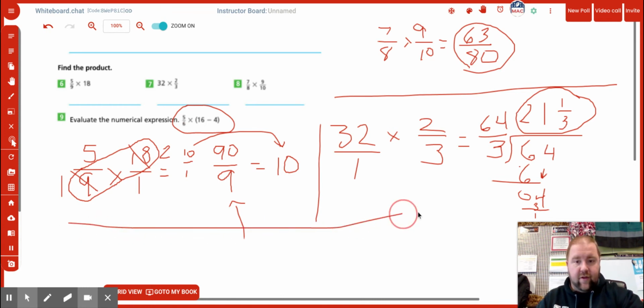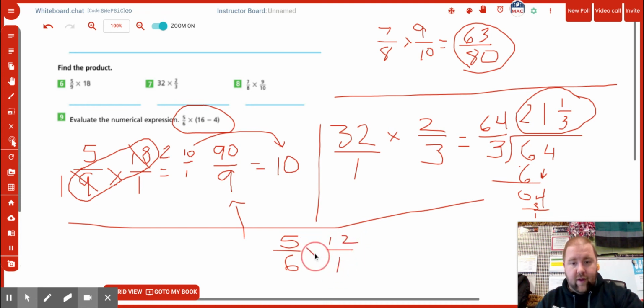I'll do the problem underneath here. So we have 5/6, and we're multiplying that by the value of 16 minus 4. Well, 16 minus 4 is 12. Then I'll put that over 1, so now I'm going to multiply. Here's another problem where we can cross-simplify. We have 12 and 6 that are across from each other. They both can be divided by 6. 6 divided by 6 is 1. 12 divided by 6 is 2. 5 times 2 is 10. 1 times 1 is 1. So my answer would be 10.